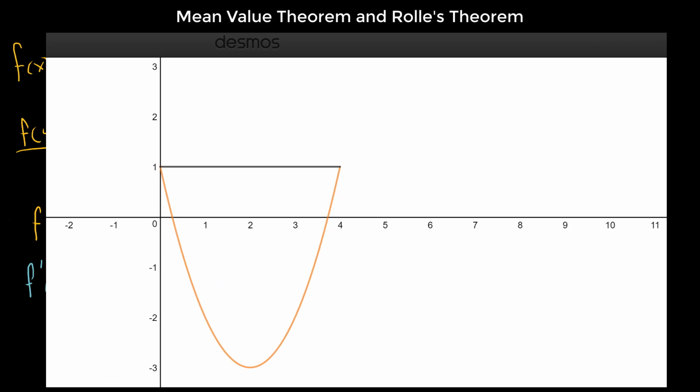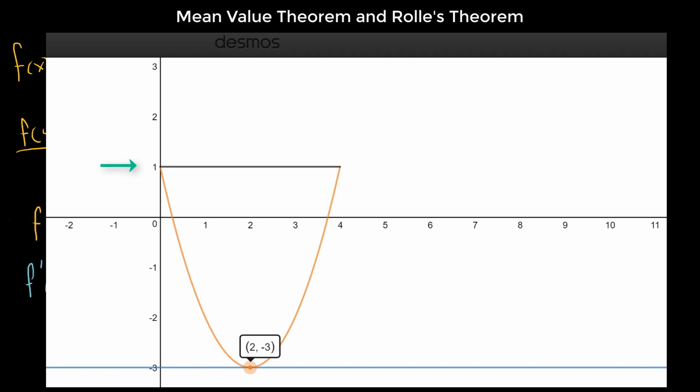Let's go ahead and take a look at the graph. And there it is. From 0 to 4, we see that we have a horizontal secant line, which means that the slope of that secant line is 0. And if we take a look at x equals 2, that tangent line also has a slope of 0. So yes, Rolle's theorem holds true, and we can always confirm it with a graph.